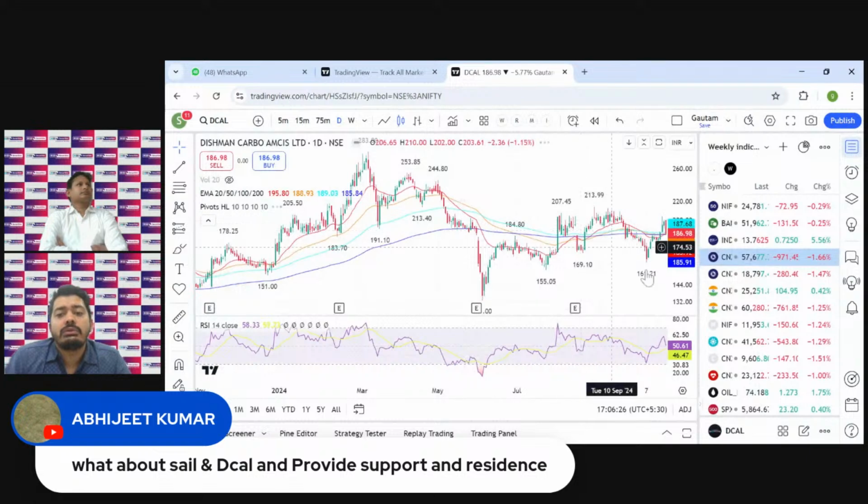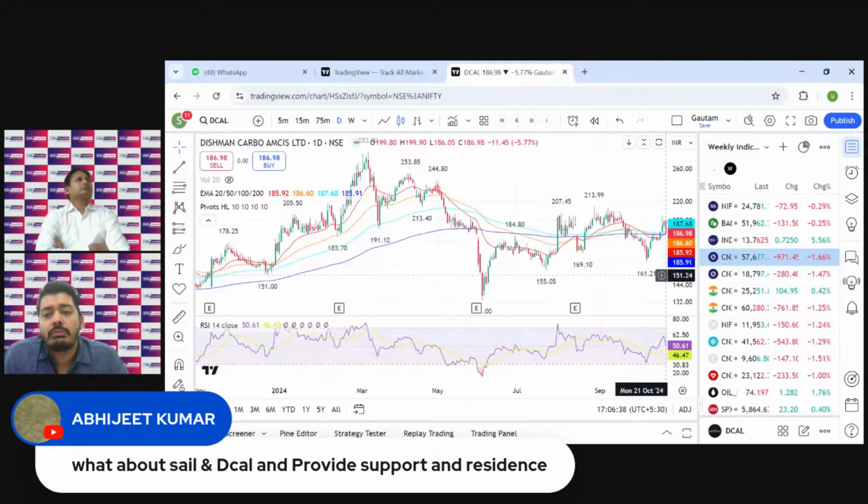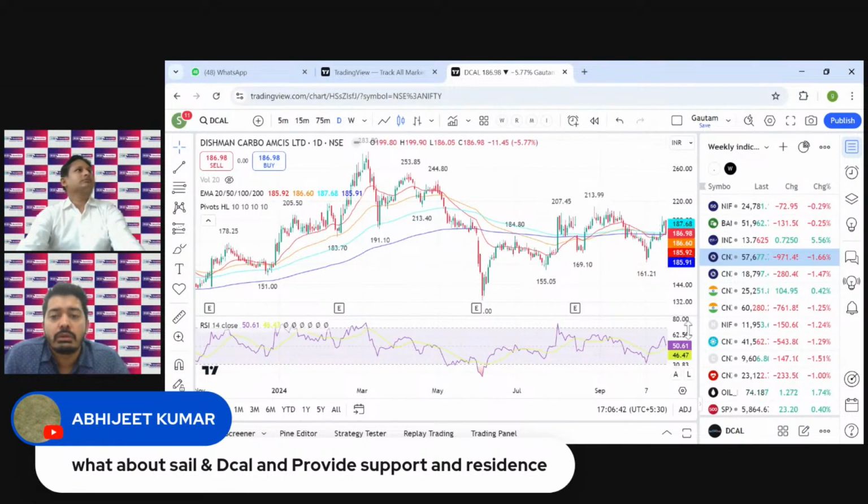So Decal, if you see, it's relatively trading in a sideways zone at the current juncture. Today there was a bit of selling pressure. The stock corrected nearly 5.77%, down 6% in trade today. But overall, the trajectory of the stock looks relatively okay.